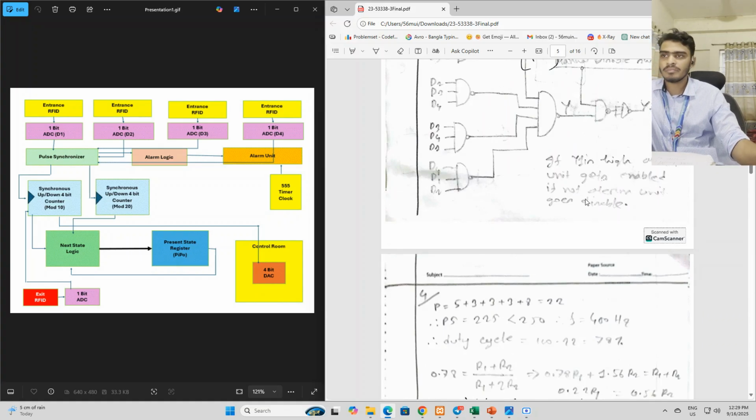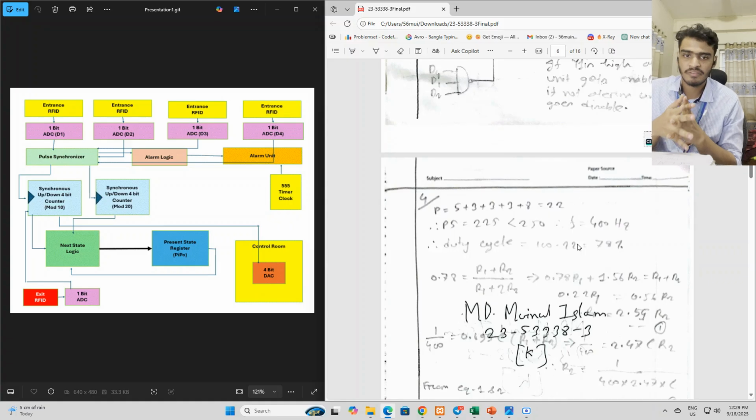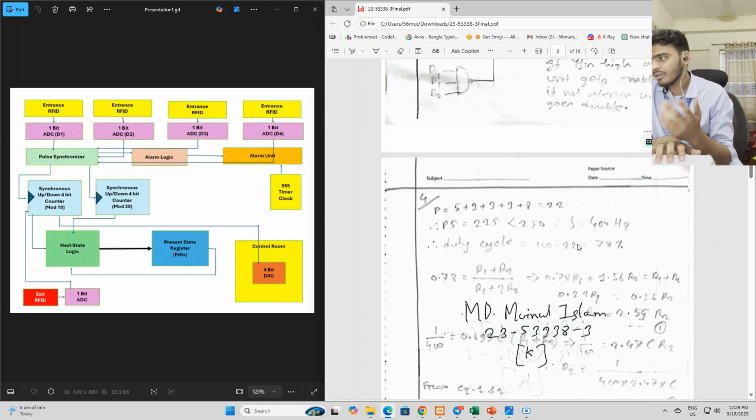So for that we have some requirements: according to my ID, I need to compute the frequency of this 555 timer IC, and the duty cycle also needs to be computed from my ID. My ID is 53338. If you add the digits together, you get 22, and that's our P value, and apparently we need Q hertz and Q percent duty cycle. Q is computed from 100 minus P, so that becomes 78.